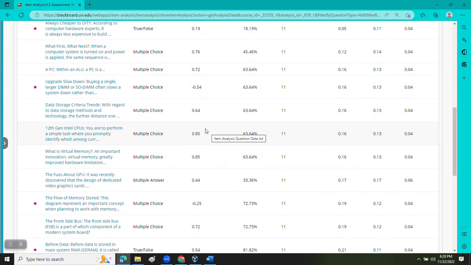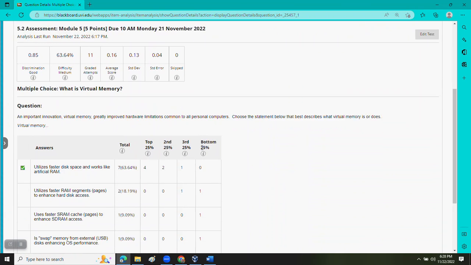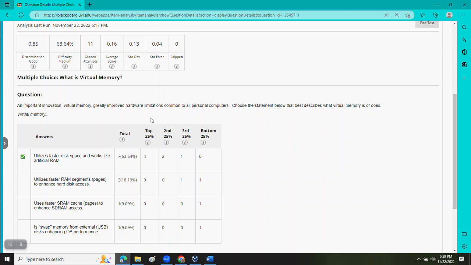So, what is virtual memory? This question posed a challenge for some students. An important innovation, virtual memory, greatly improves hardware limitations common to all personal computers. Choose the statement below that best describes what virtual memory is or does. Virtual memory utilizes faster disk space and works like artificial RAM. That's the simplest explanation.